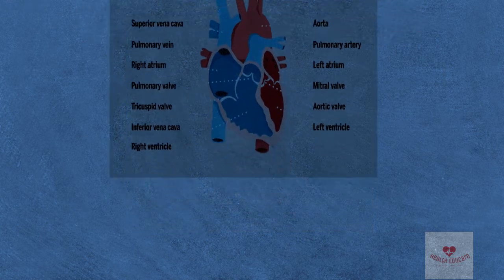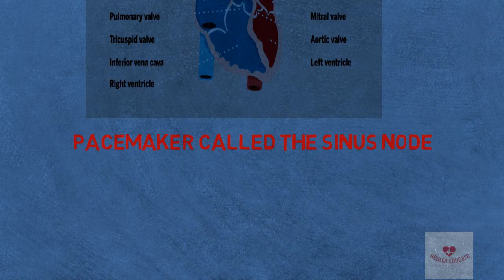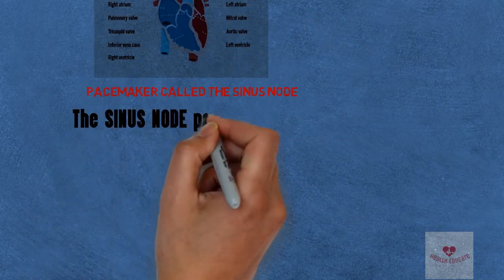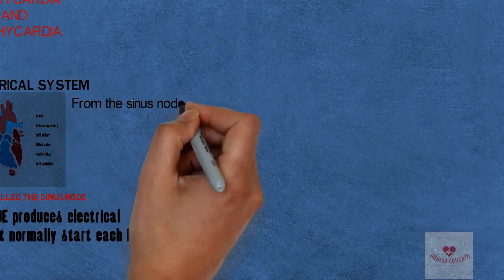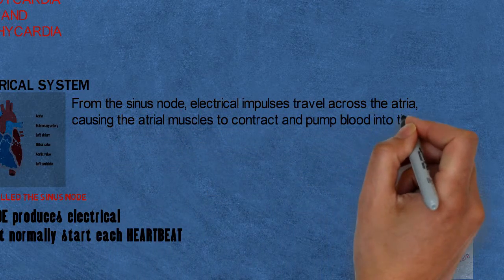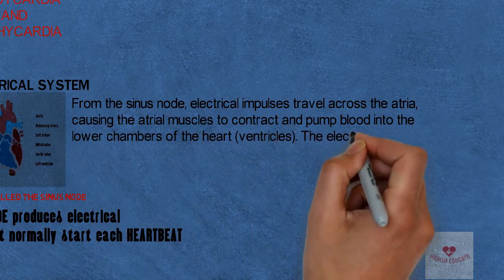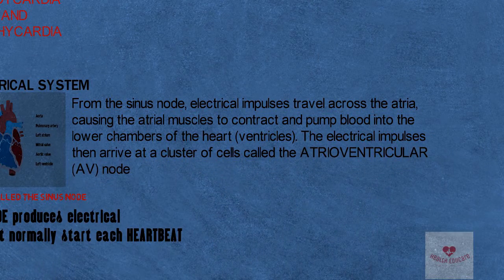Your heartbeat is normally controlled by a natural pacemaker called the sinus node, which is located in the right atrium. The sinus node produces electrical impulses that normally start each heartbeat. From the sinus node, electrical impulses travel across the atria, causing the atrial muscles to contract and pump blood into the lower chambers of the heart, the ventricles. The electrical impulses then arrive at a cluster of cells called the atrioventricular (AV) node, usually the only pathway for signals to travel from the atria to the ventricles.